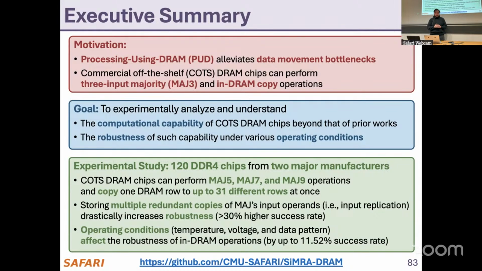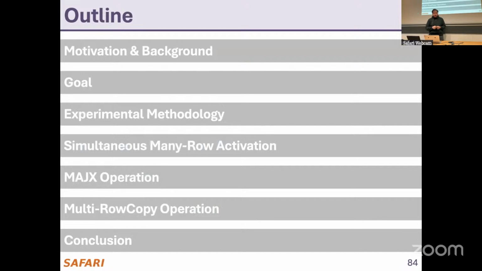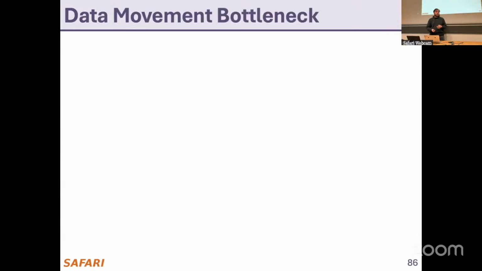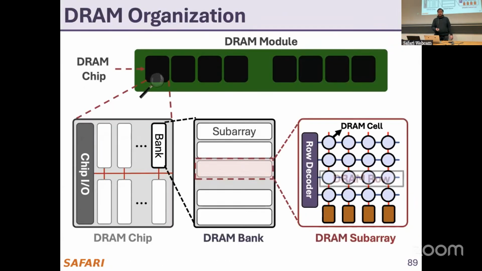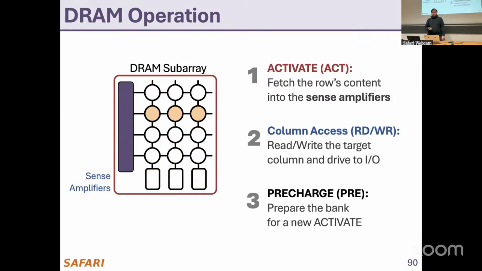This work is also open source, and you can check it from this slide. Now, the outline is this, but I'm going to skip motivation and background because of the time. So processing in memory is important, and DRAM is the same.